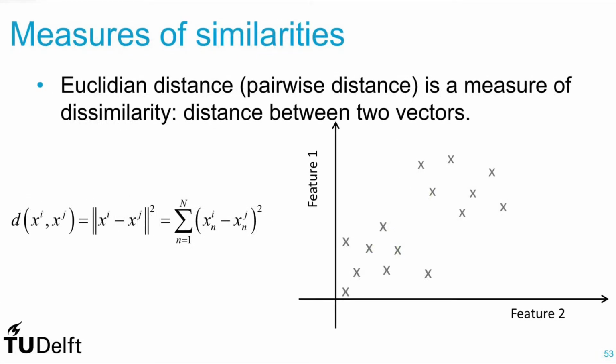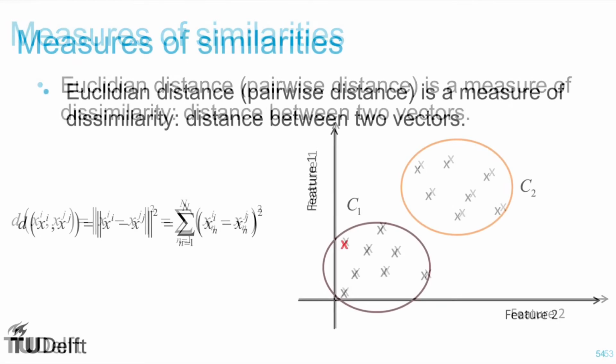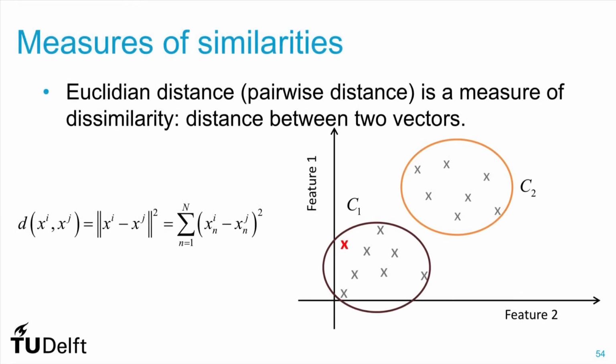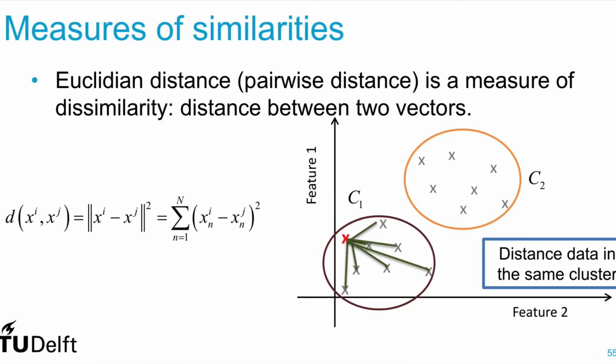Another way to quantify the dissimilarity between two data points is by using the Euclidean distance. In this case, in the sense of pairwise distance, so the distance between two data points. That's just the distance between two vectors. And in the plot over here, you can see the two clusters, and in red one data point is highlighted for explanation purposes. In this plot, the distance between points is estimated with green lines.